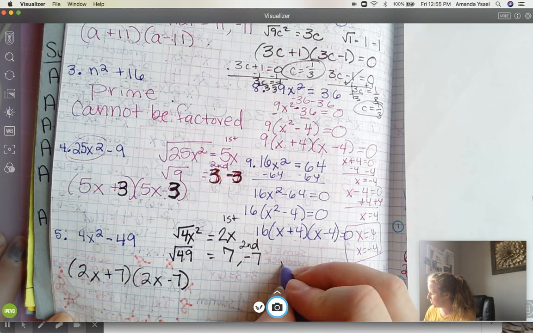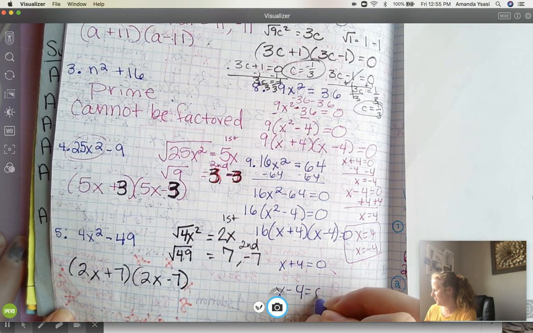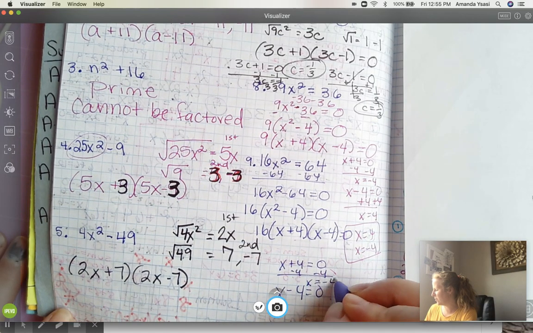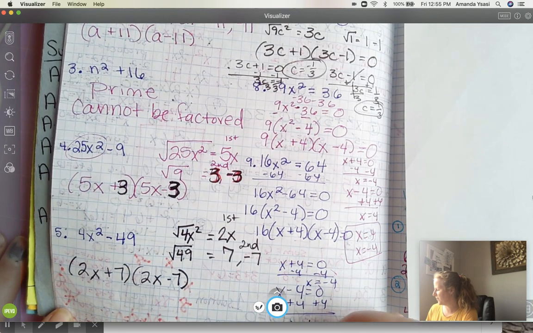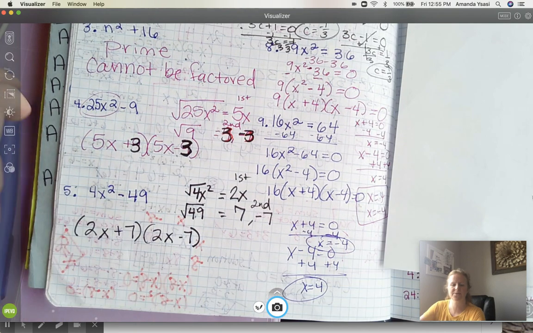But x plus 4 equals 0, and x minus 4 equals 0. So we do minus 4, x equals negative 4. Then we do plus 4, x equals 4. So we have these two solutions. Oops, just like the last one.